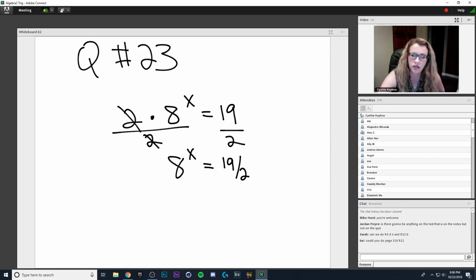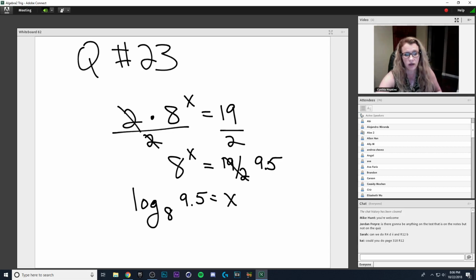Okay, if you cannot change this exponential equation to logarithmic form, I'm just telling you right now, you are probably going to fail your test tomorrow. So I strongly suggest that you really, really, really make sure you know your definition of logarithm. Okay, that's an exponential equation. 8 to the x equals, let me just change this to 9.5. All right, and I'm now going to change it to logarithmic form. So it's log base 8 of 9.5 equals x. I'm not going to go into the reason why that is. That's just the definition of logarithm.